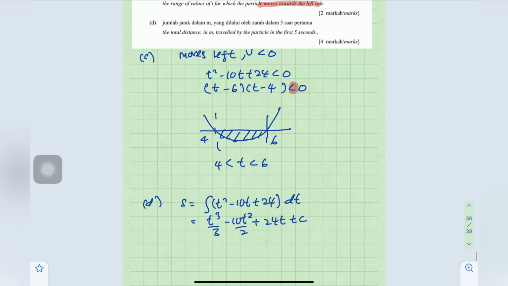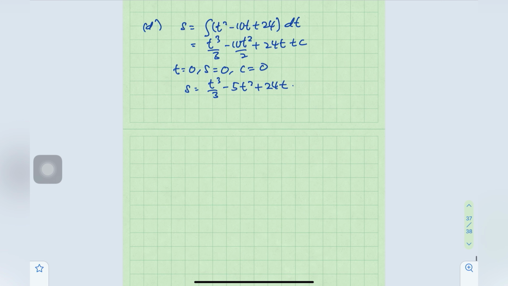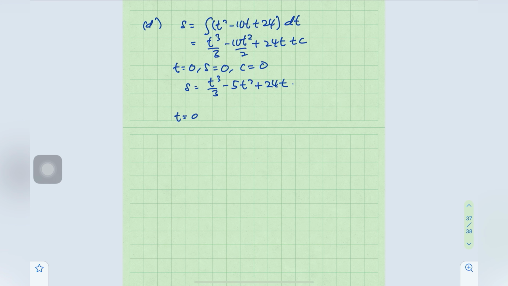So when T equals to 0, S equals to 0, then C equals to 0. So therefore S equals to T cube over 3 minus 5T squared plus 24T. Okay, ni dia punya displacement, dia nak in the first 5 second. Okay, in the first 5 second maksudnya daripada T equals to 0 to T equals to 5. Okay, but then sebelum tu kita kena test. Kena test from 0 to 5 tu ada tak the particle change direction.